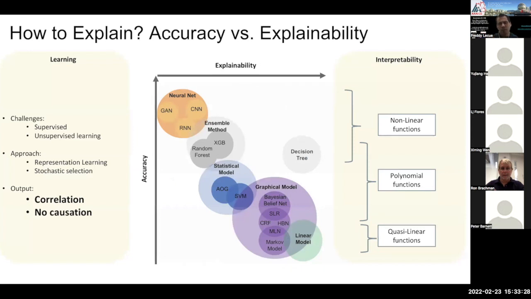well, I know it's a fixed picture, but the boundaries are not so clear. But that gives you an overview of where different techniques for building models are, here particularly machine learning models, and you can see where they are situated in terms of accuracy and explainability.